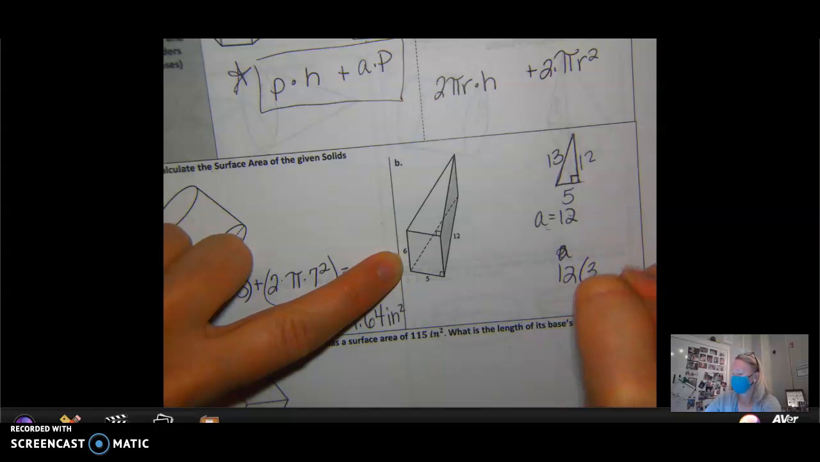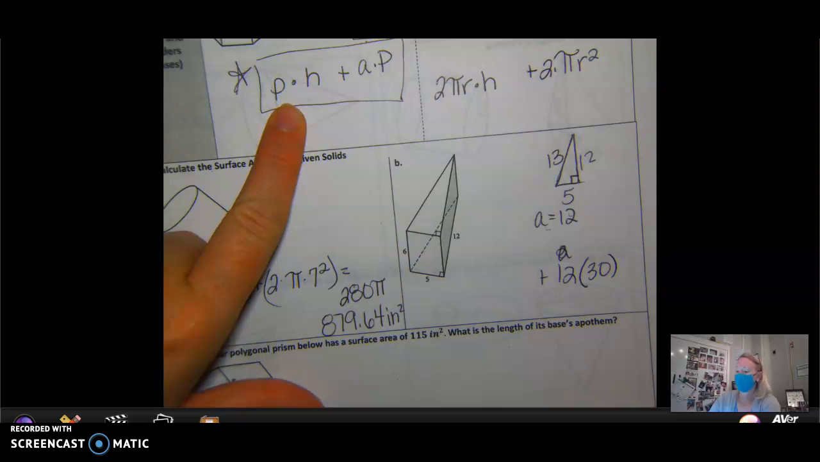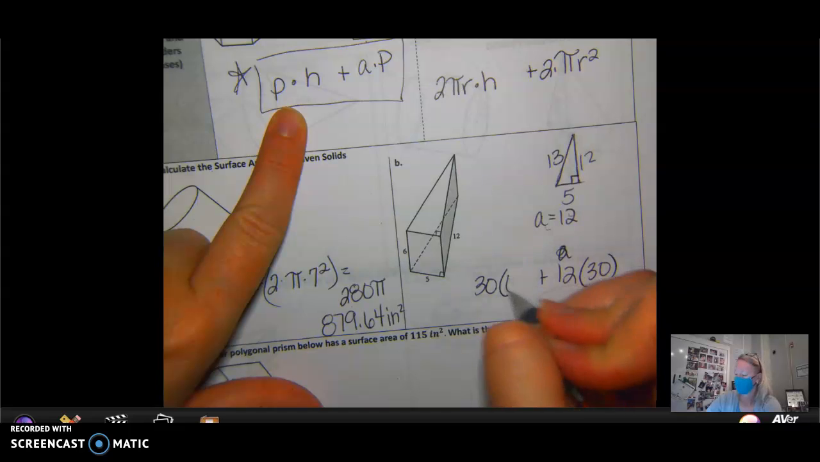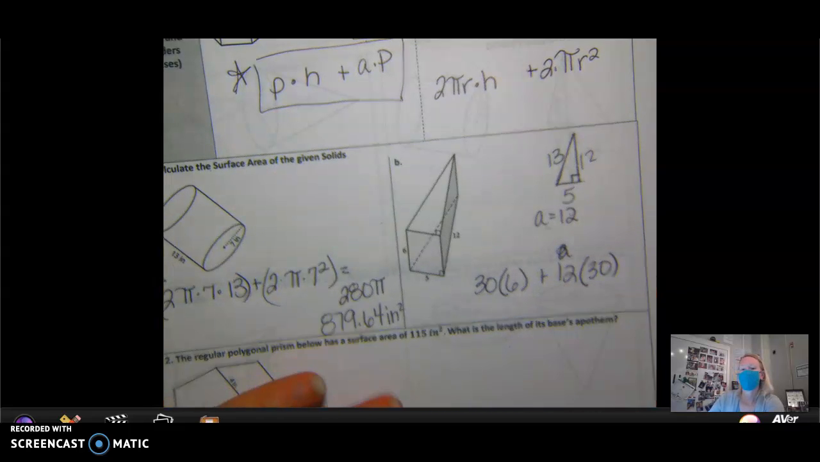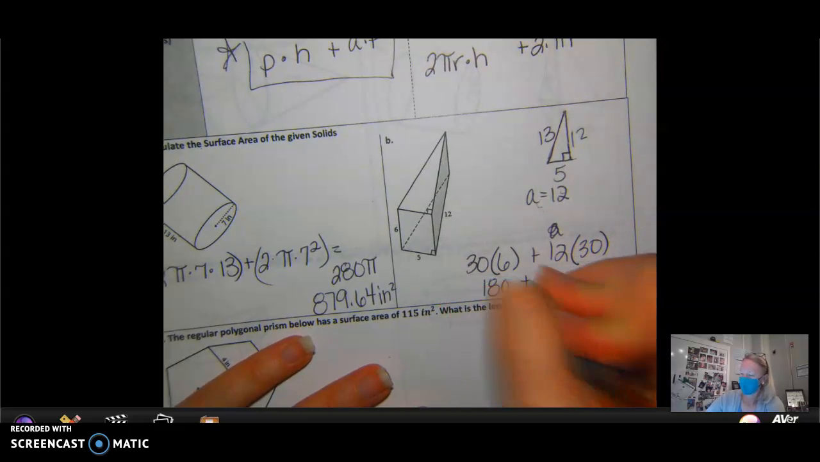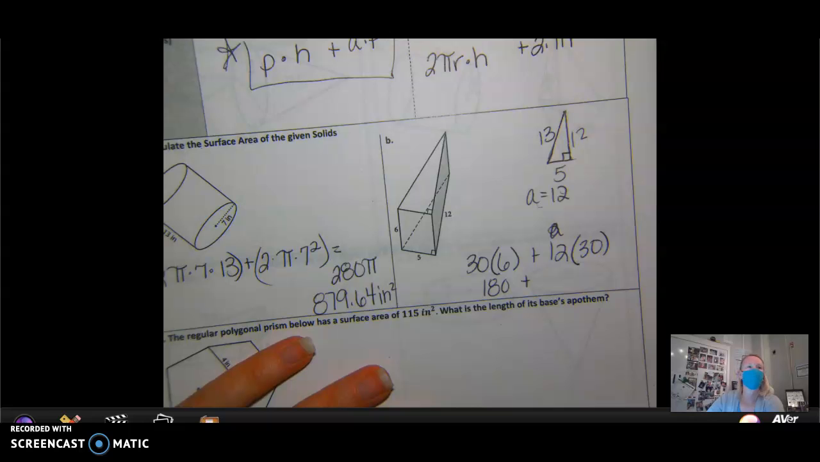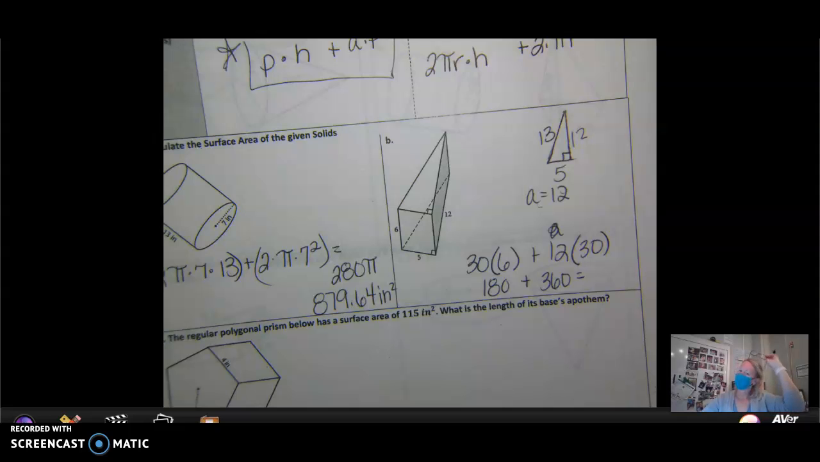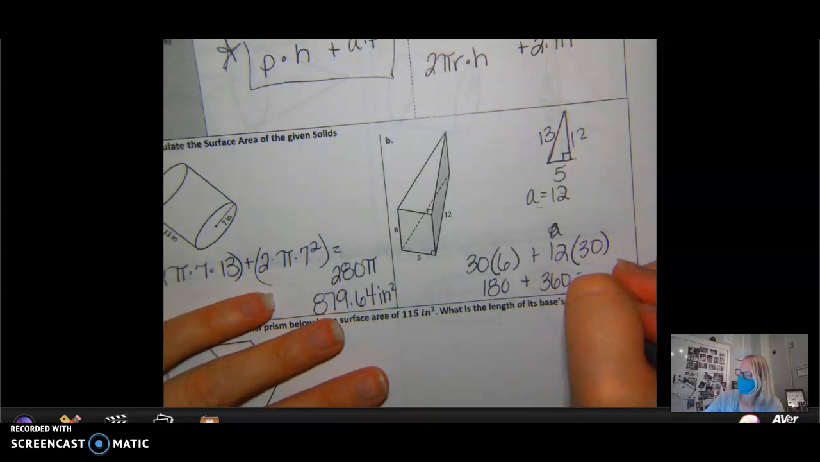Yep. To that I'm going to add P times H. Perimeter of base, we already know that. What is that? 30 again. Times what's my height of this guy? 6. All right, what's 30 times 6? 180. 12 times 30, 12 times 3, add a 0. 360, that's where that 360 came from. What's 360 plus 180? 540, right?